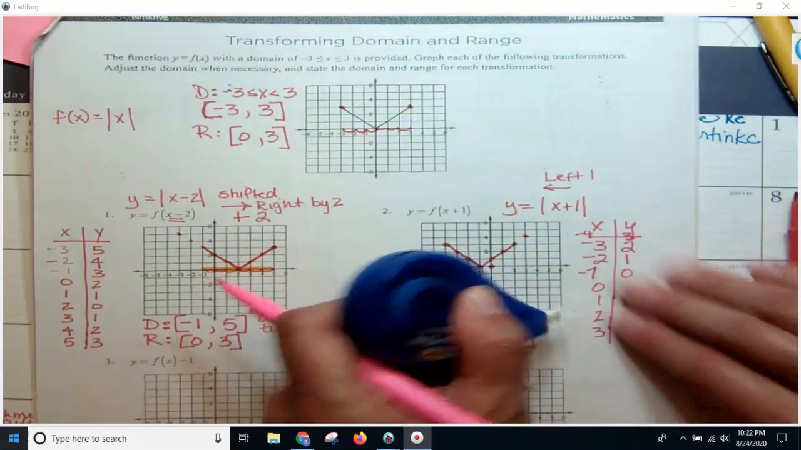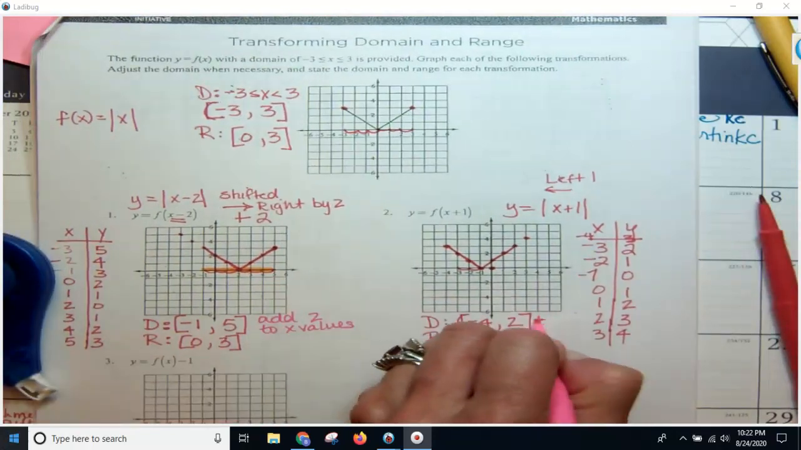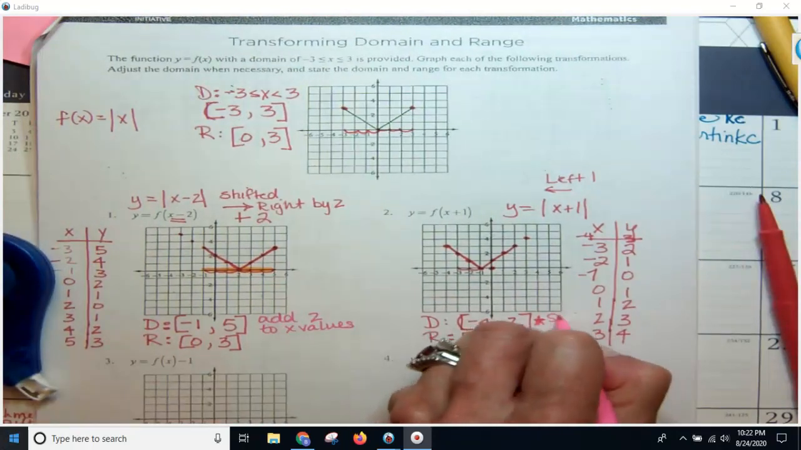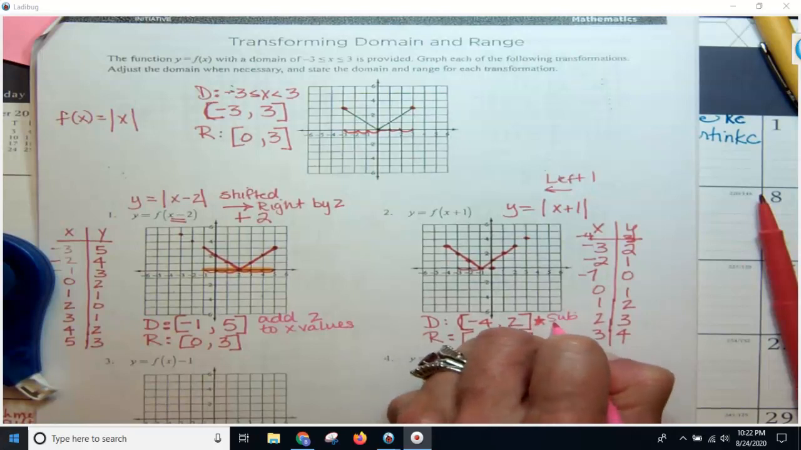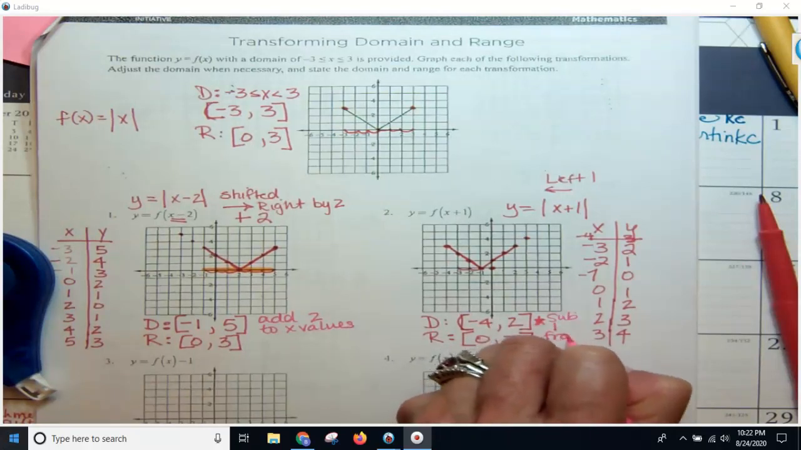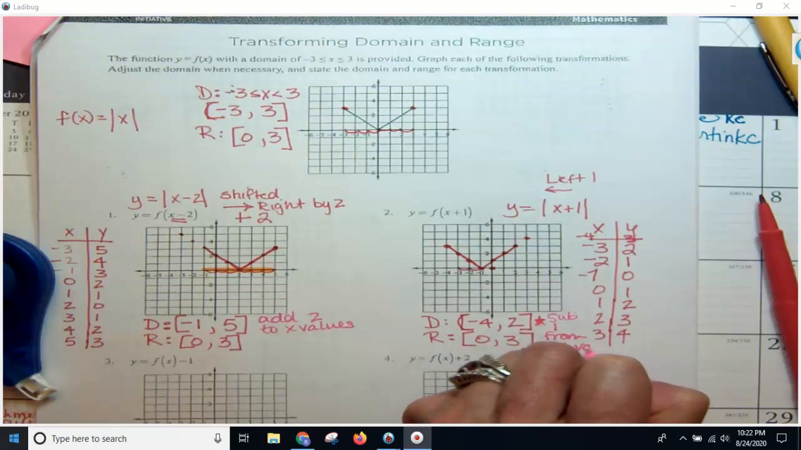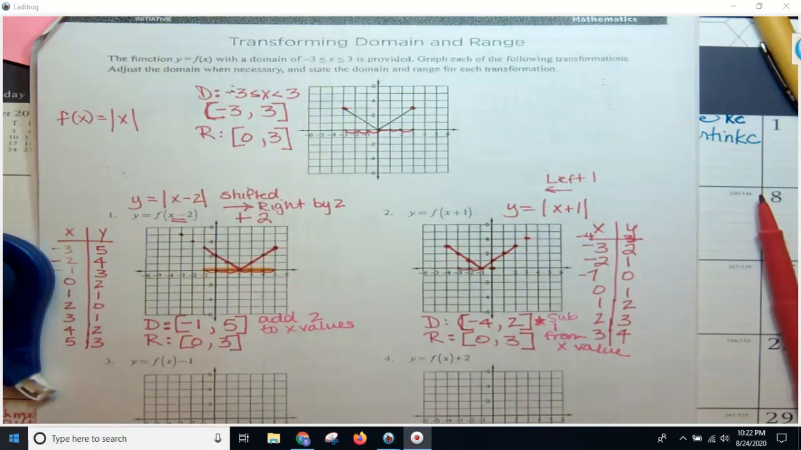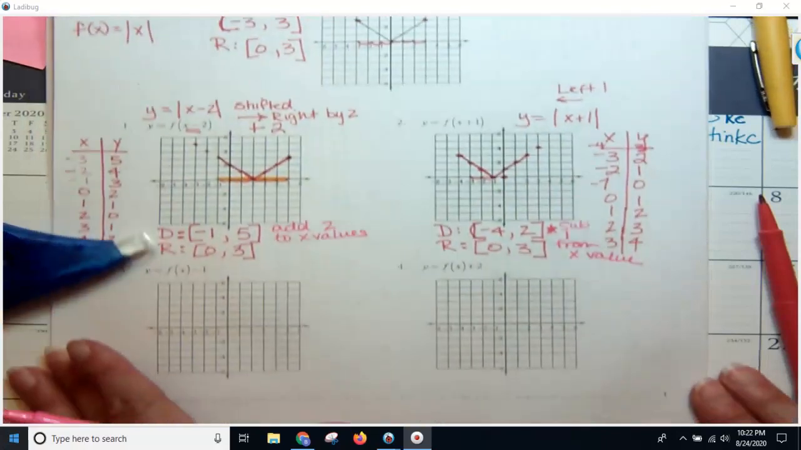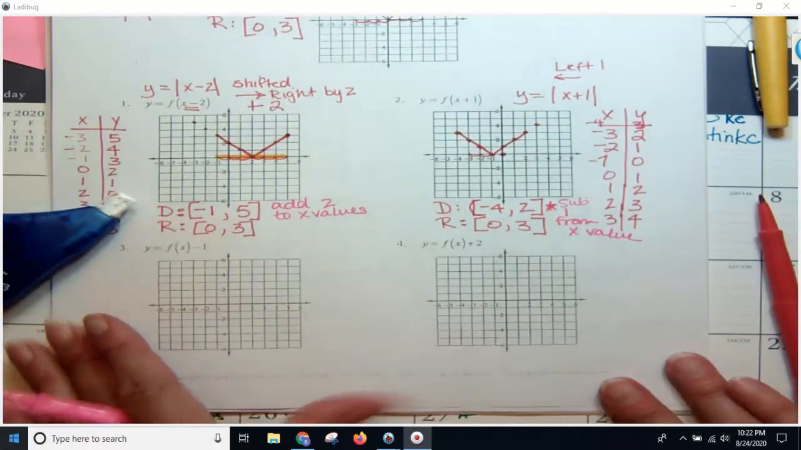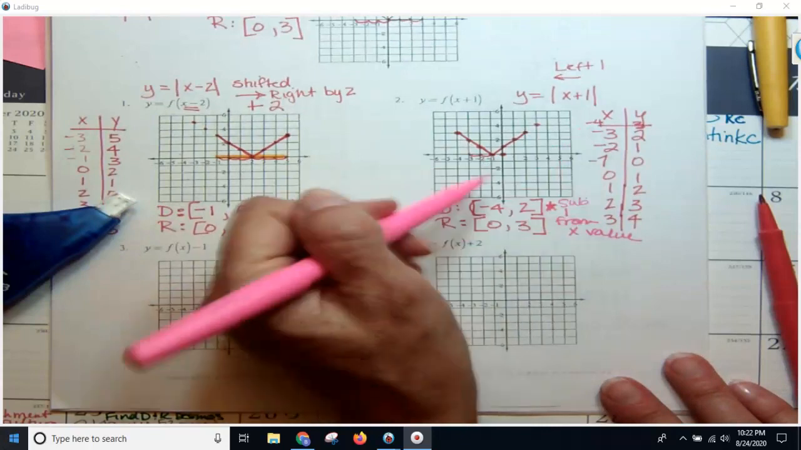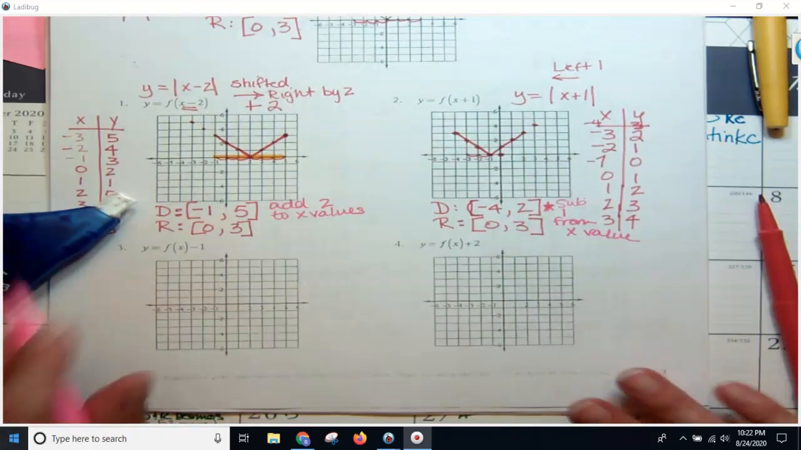hopefully you guys were screaming at the computer, about subtraction. You subtracted 1 from the x values. The y's stay the same because it has not shifted up or down. It's just shifted left and right. Okay, so this is a way that you can actually tell what the domain's going to be without graphing it.